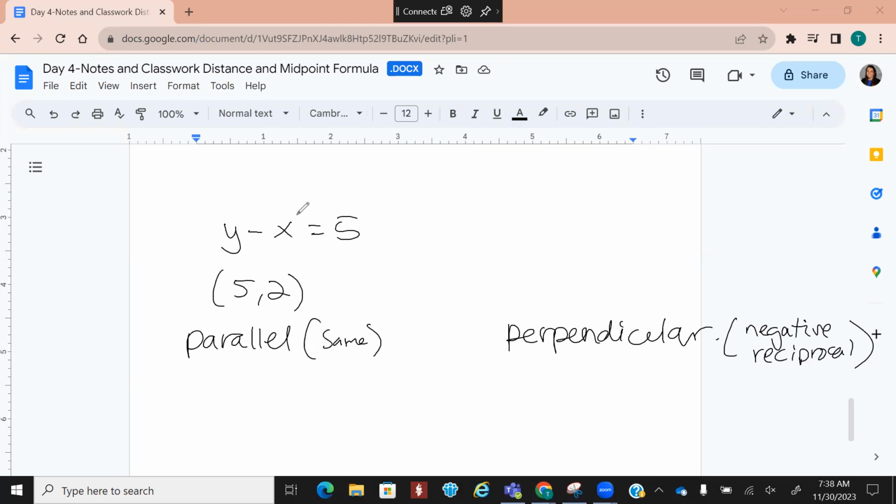Okay, so first things first, I'm telling you now that the equation is not going to be in y equals mx plus b form. It's going to be something like this. So is this in y equals mx plus b form? No, we've got to get it in that form. So we're going to move that x to the other side. So plus x, plus x. So my equation is y equals x plus 5. Everybody okay?